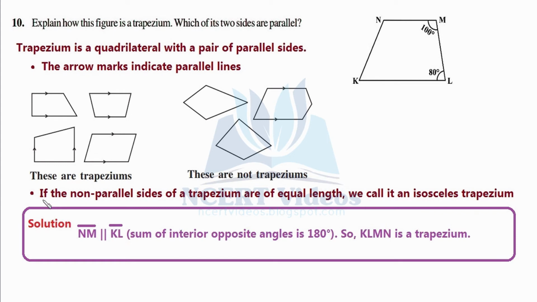Another important point that we have learned in this exercise is this: if the non-parallel sides of a trapezium are equal in length, we call it an isosceles trapezium. That is, suppose these are the non-parallel sides, as they are not provided with an arrow sign, because these are parallel to each other. If the measure of both these line segments are equal to each other, then we can name it an isosceles trapezium.